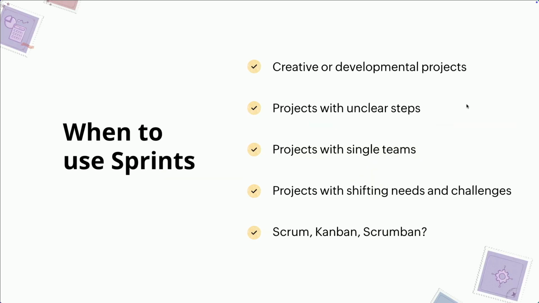So again, unclear steps. So maybe the thing that you are trying to sprint on is I want to make it so that screens between my application don't lag when users move between them. We don't really know how we're going to do that, but we know it needs to get done. That might be an item within a sprint. You likely have a single team, so this works with smaller groups, all of whom are working together, integrally together. Your needs and challenges might change based on the items in the backlog. And you're probably a Scrum or Kanban or Scrumban style individual.